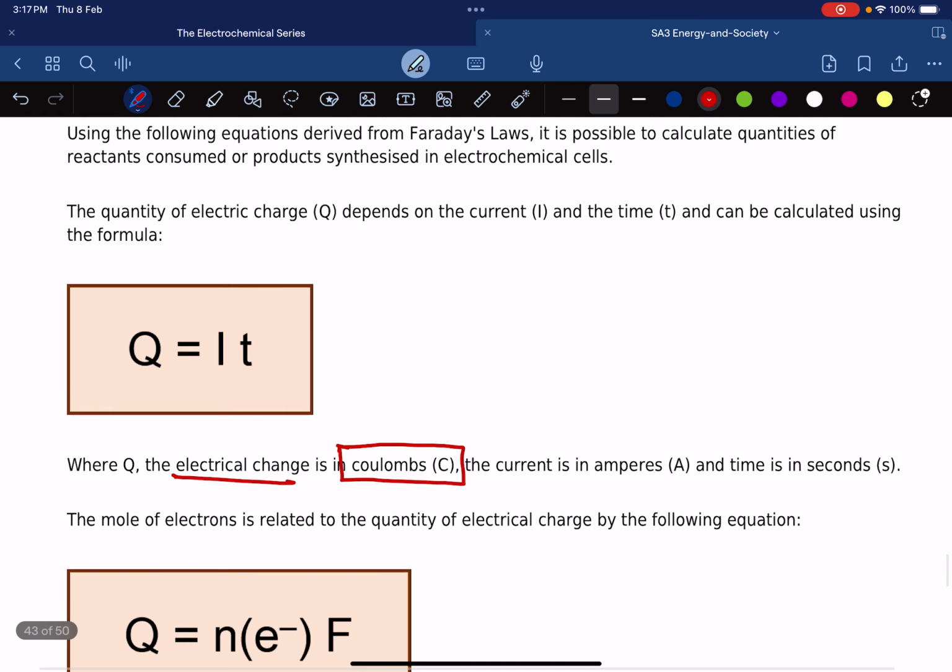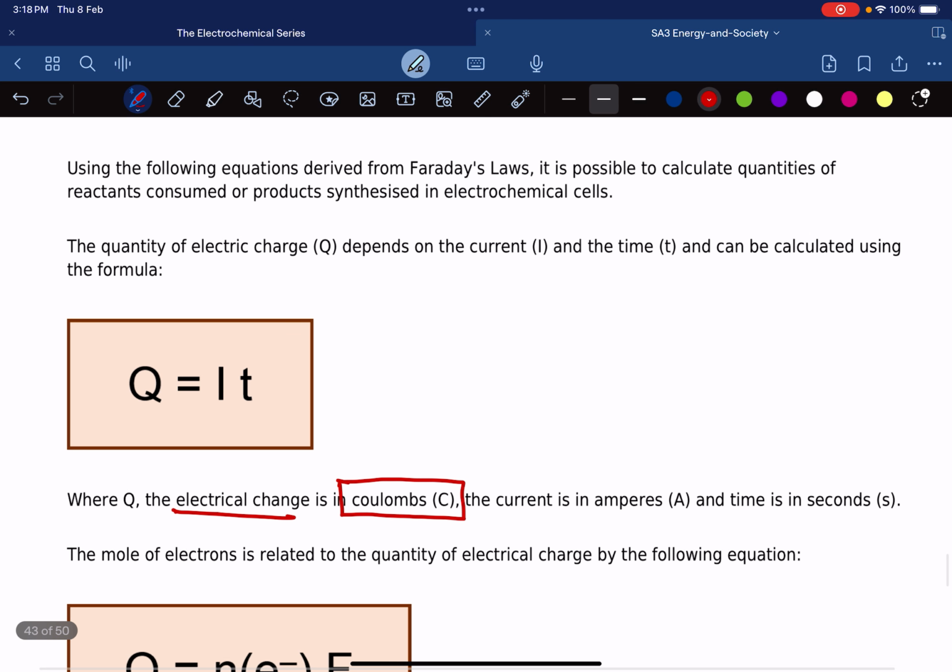Now let me explain this to you first. Apparently, an electron carries a negative charge. If you just have one electron, it carries a negative charge, and according to scientists, the charge has a value of 6.02 times 10 to the power of negative 19 coulombs. So if you take one electron and measure the charge on it, that's the unit.